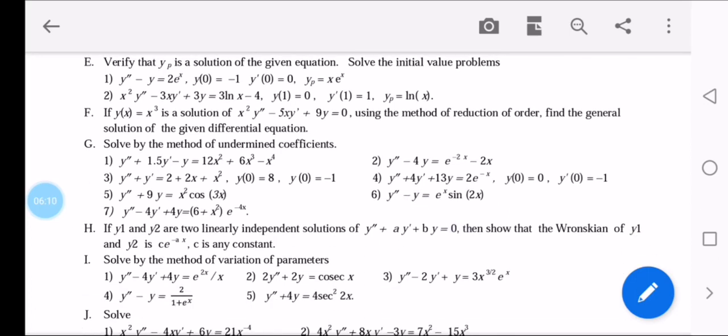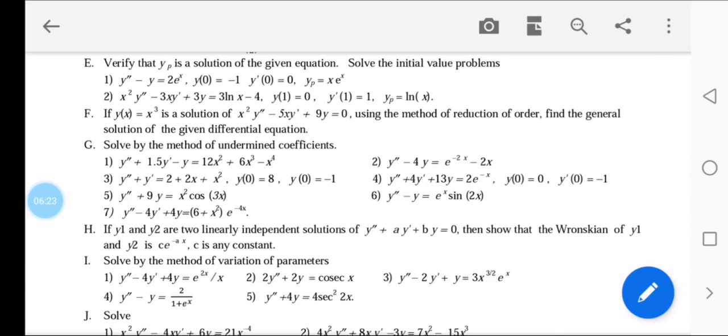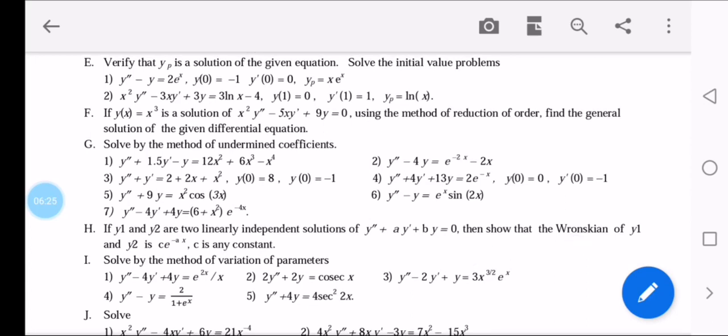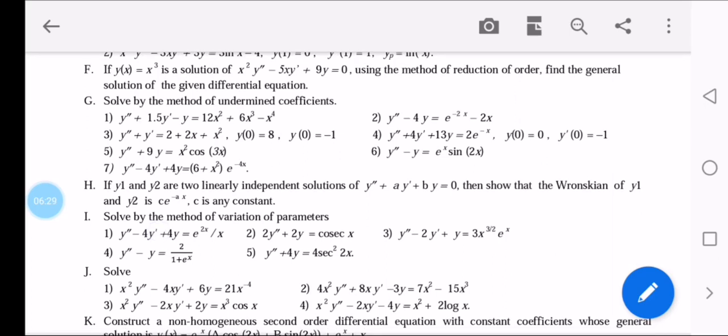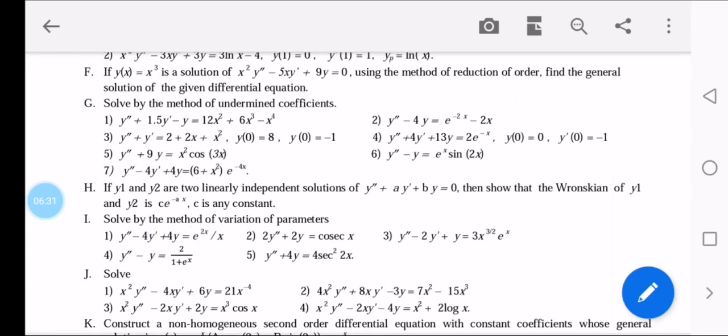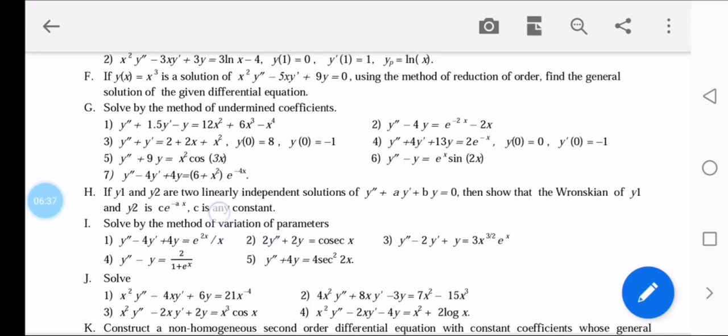The assignment question: if y1 and y2 are two linearly independent solutions of the given differential equation y'' + ay' + by = 0, then we can show that the Wronskian of y1 and y2 is c e^(-ax), where c is any constant.